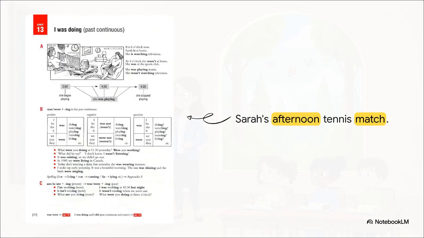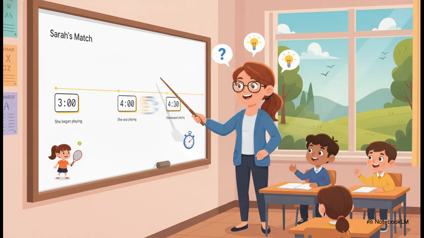Imagine it's exactly 4 o'clock. Now, let's say at 6 o'clock, Sarah is at home watching television. But if we rewind back to 4 o'clock, she wasn't at home. She wasn't watching TV. She was right in the middle of a tennis match at the sports club. And this timeline brilliantly illustrates the whole concept.